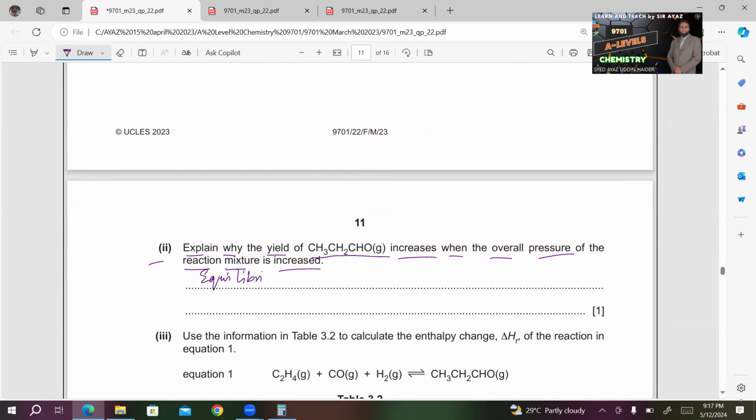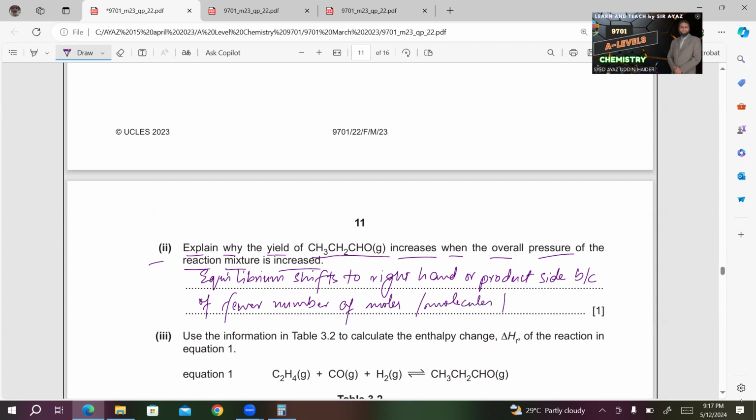Equilibrium shifts to right hand or product side. It's because of fewer number of moles or molecules or volume of gases on that side.